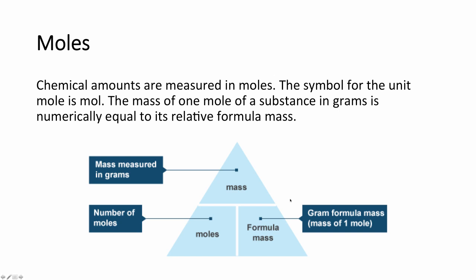So let's explain that a little bit further. 1 mole equals the mass divided by the mass of 1 mole. For example, the mass of carbon dioxide will be the sum of the relative formula masses. So 44 divided by 44 would equal 1. We're going to use this formula triangle in a number of worked examples.